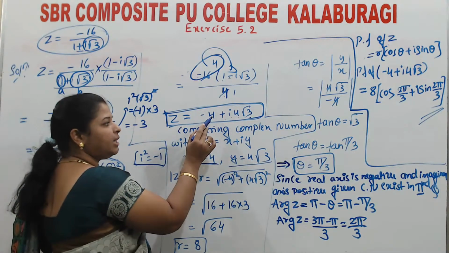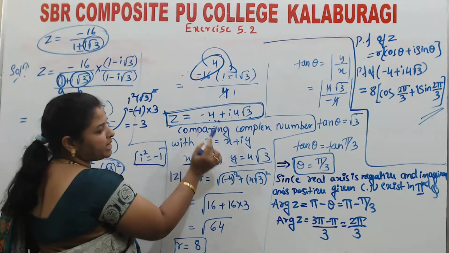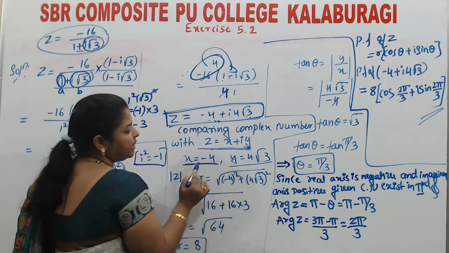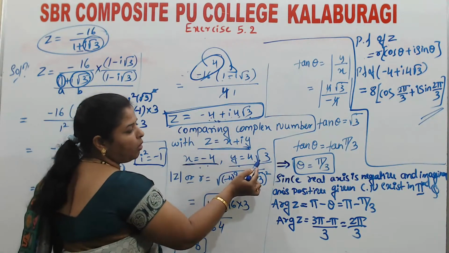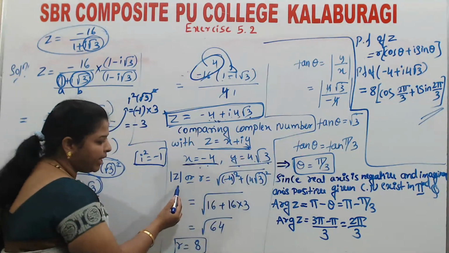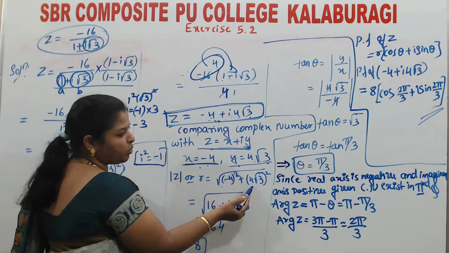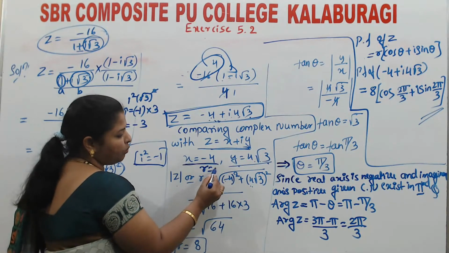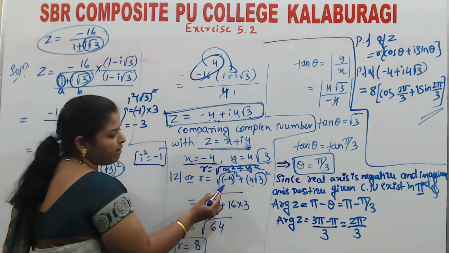Here we have to find the polar form of this complex number, right? Comparing this complex number with the standard form, therefore x is equal to minus 4, y is equal to 4 root 3. Then for finding the modulus, what do we have to use? Square root of x square plus y square, right? R is equal to, which form do we have to use? X square plus y square. What is the value of x?